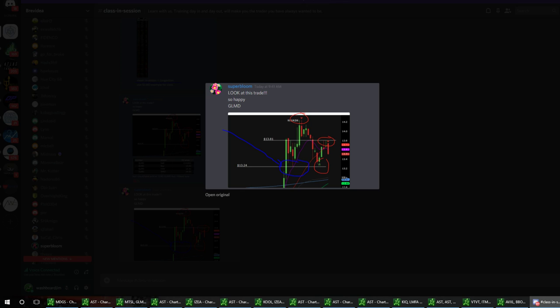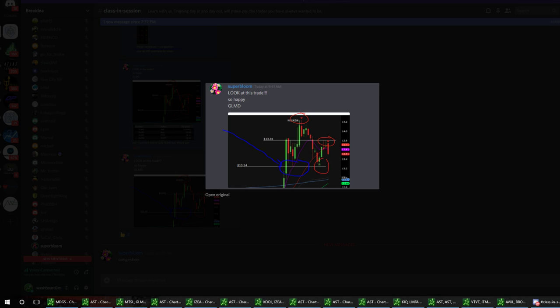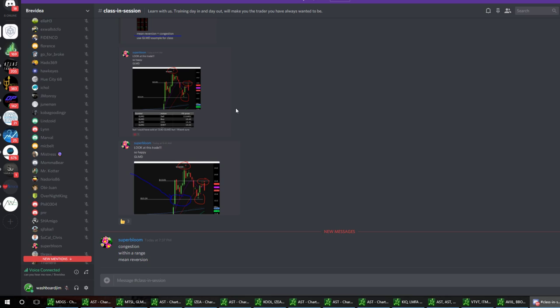So in this picture, the top line 1381 is resistance, the 1324 line is support, but this is super important. These two lines together we call congestion, right? Congestion is basically an area where there's a lot of indecision. The market's not going anywhere. It's trading within a range. It's called mean reversion, right? See my red line, blue line, red line and my purple line? It wants to hug that line in that area. It's reverting to the mean.